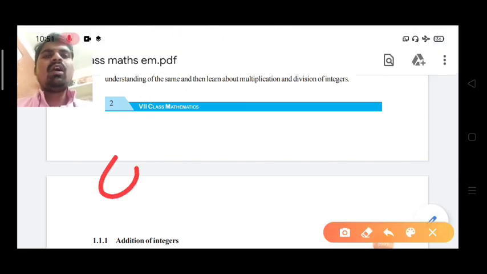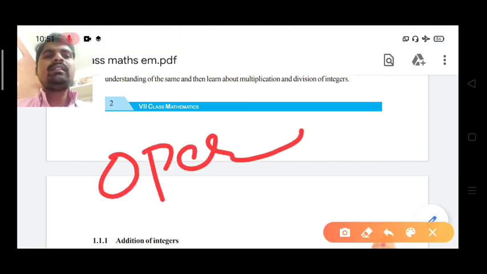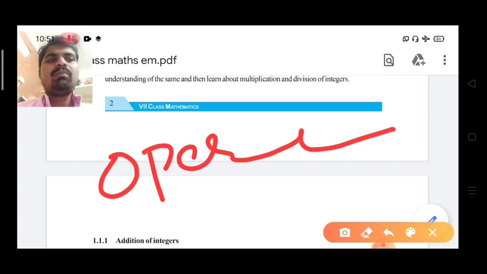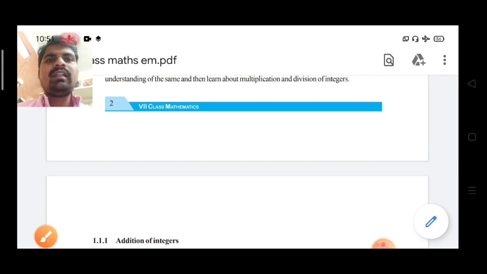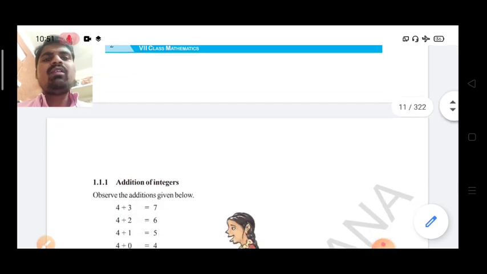Operations of integers we are going to do according to the problem and also on the number line. By using the number line we can get the answer, and also by calculation you will get the answer. Today we are going to start the operations of integers. In that, the first one is addition of integers.